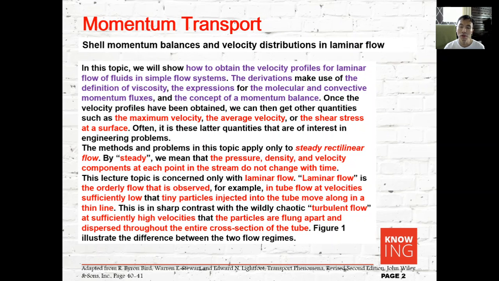In the first step for your particular momentum transport problem, we should make particular postulations about the system, and then once we get that postulation, we can link it with Newton's law of viscosity, and then we use a shell momentum balance in order to derive the shear stress expression for that particular flow system. Once we get the shear stress, then we can get the velocity profile. And then once the velocity profile has been obtained, we can get other quantities of interest such as the maximum velocity, the average velocity, or the shear stress at the surface.